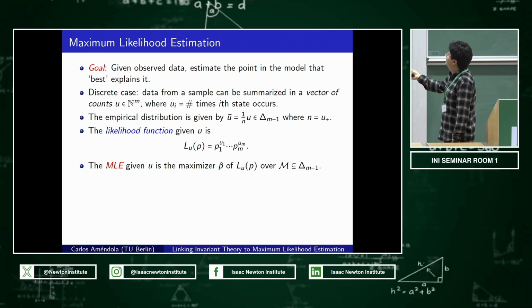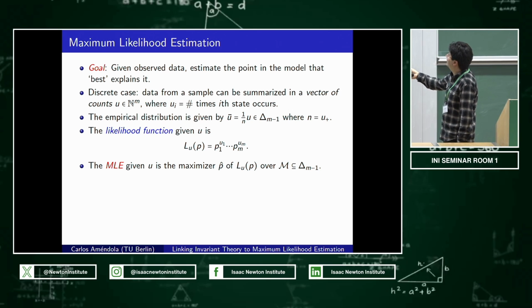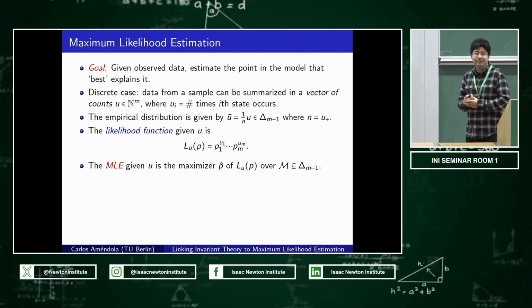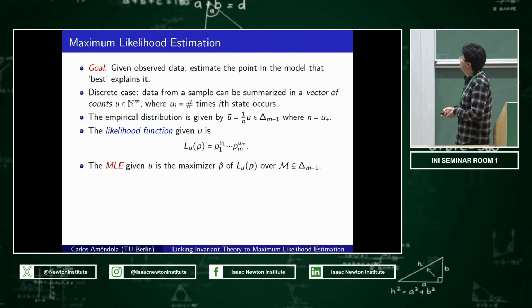We know u, so the so-called MLE, maximum likelihood estimate, will be the maximizer of this function over the model. So you go over your model and try to find the p that best explains the data in this sense, that makes the data most likely. Okay, so this is the crucial definition.